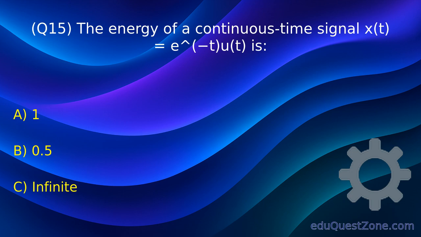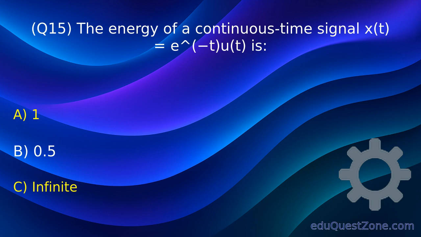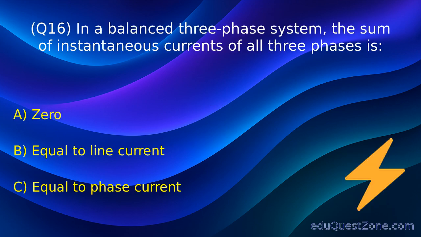Question 15. The energy of a continuous time signal e to the power minus t u of t is Option B. 0.5 joules. Energy equals integral from 0 to infinity of e to the power minus 2t, which equals 1 by 2 joules.